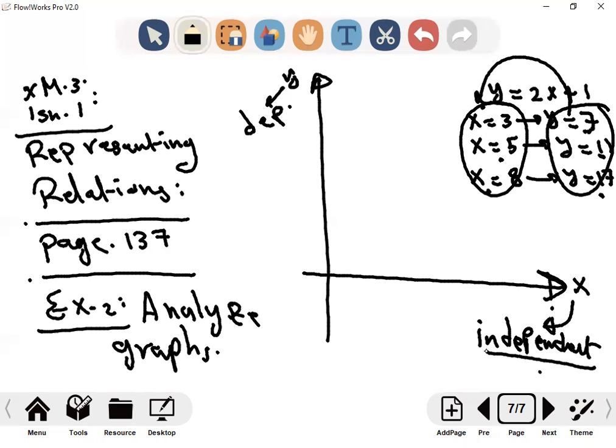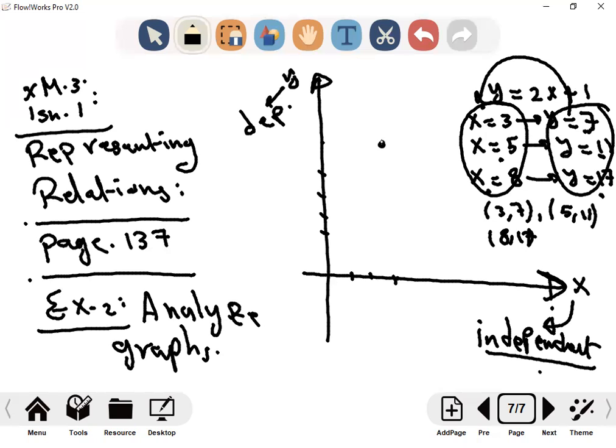Now to graph these points, we need to make ordered pairs: x with y, not y with x. 3 with 7, 5 with 11, and 8 with 17. Then you come and graph it. For 3 with 7, you go to 3: 1, 2, 3, and you go up to 7 and mark the point. This is how we deal with the graph.